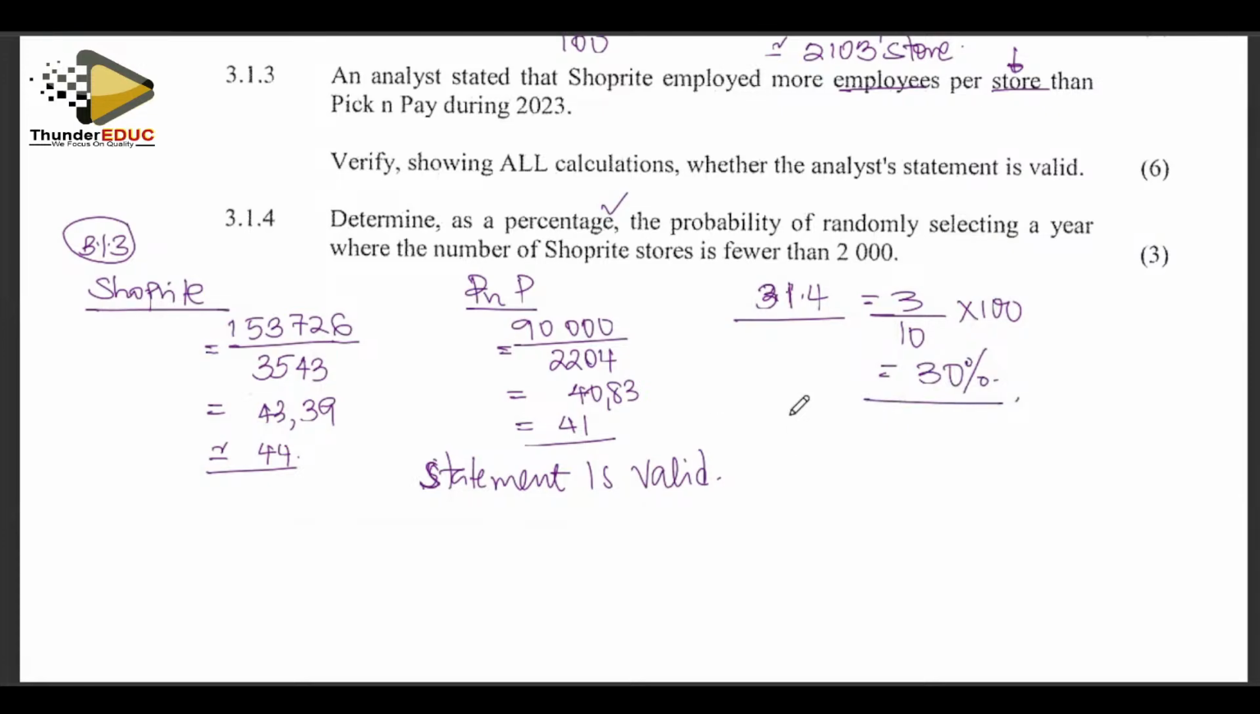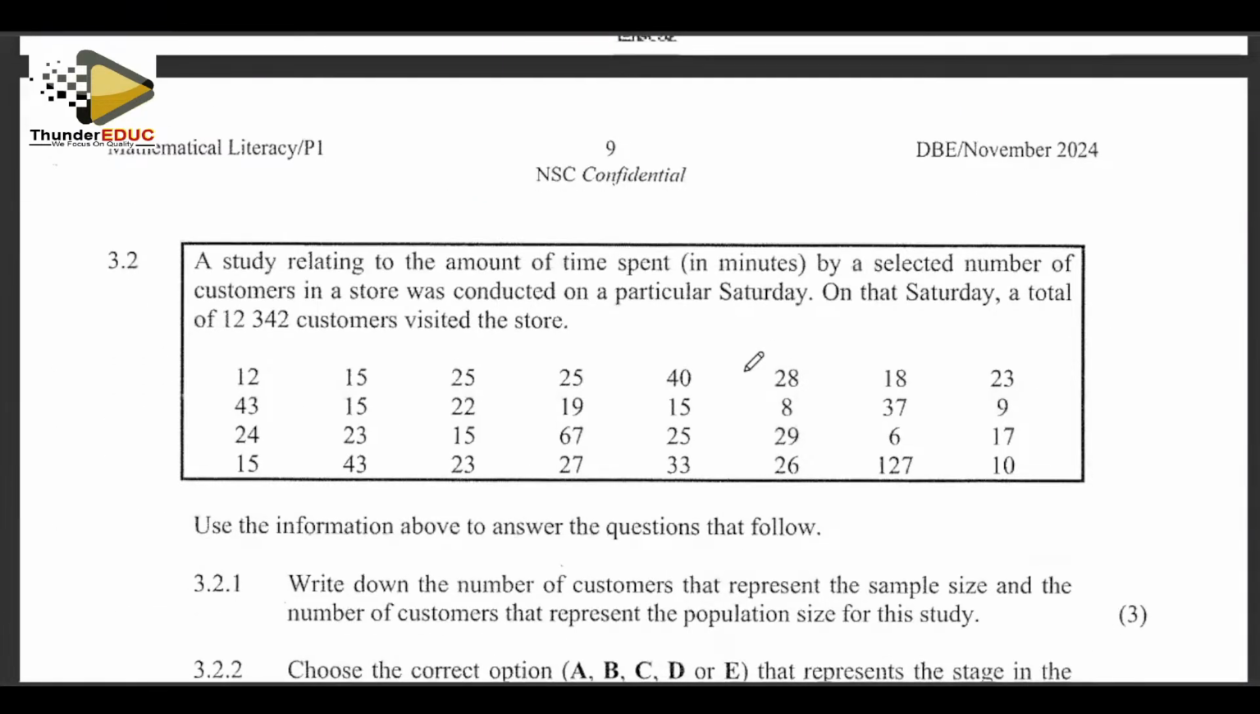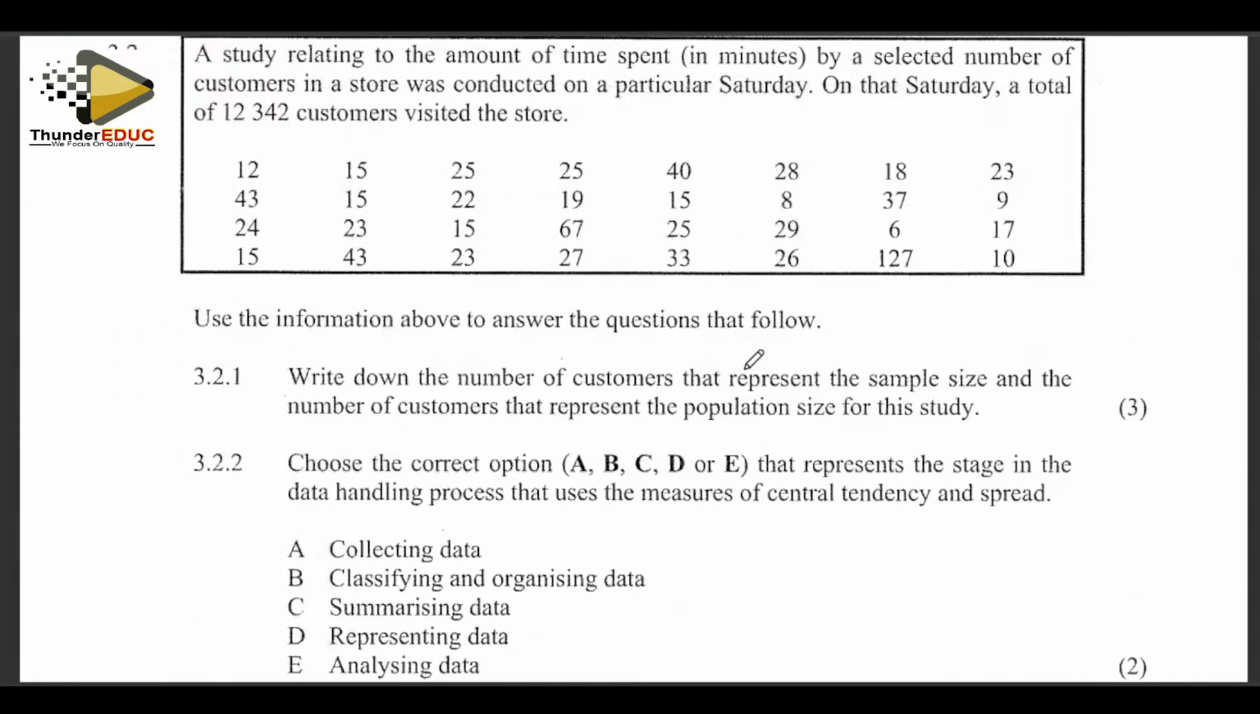All right. We go to question number 3.2, the data handling. They're telling us, a study relating to the amount of time spent in minutes by a selected number of customers in a store was conducted on a particular Saturday. On that Saturday, a total of 12,342 customers visited the store. Use the information above and answer the question that follows.